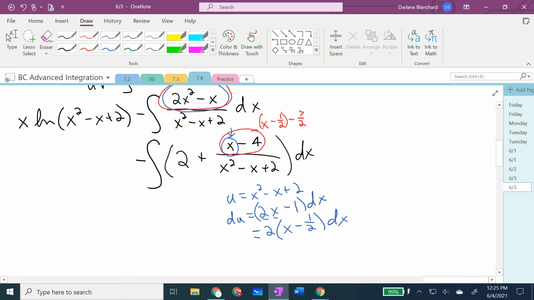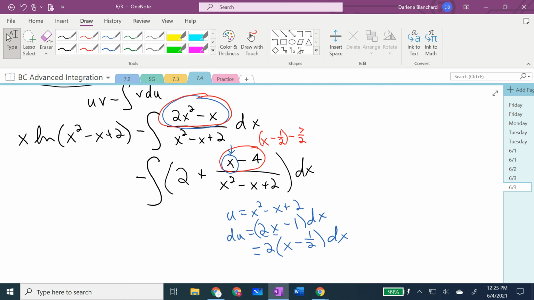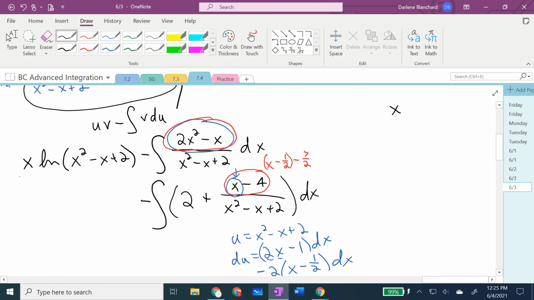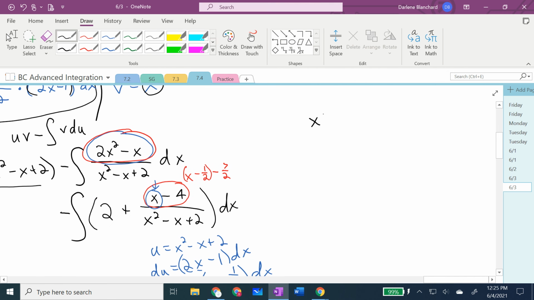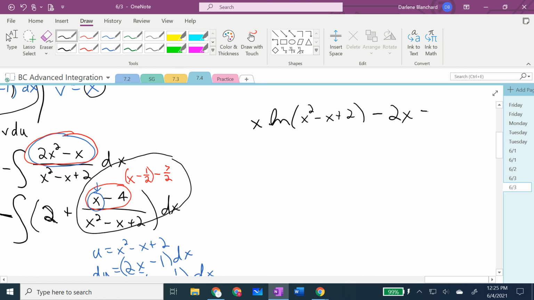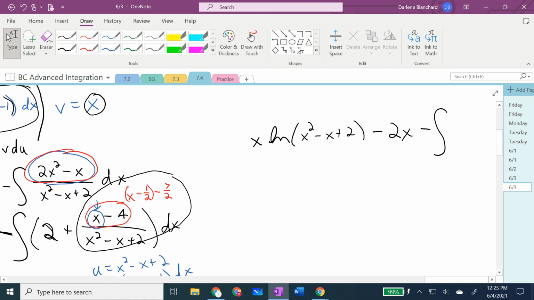Now, before I forget that I have a bunch of other stuff, I'm going to write some of this down. I started off with x times natural log of stuff. And then I have minus the integral of 2, which is going to be 2x. And then I have minus splitting this numerator. And I want to make sure to distribute that subtraction.